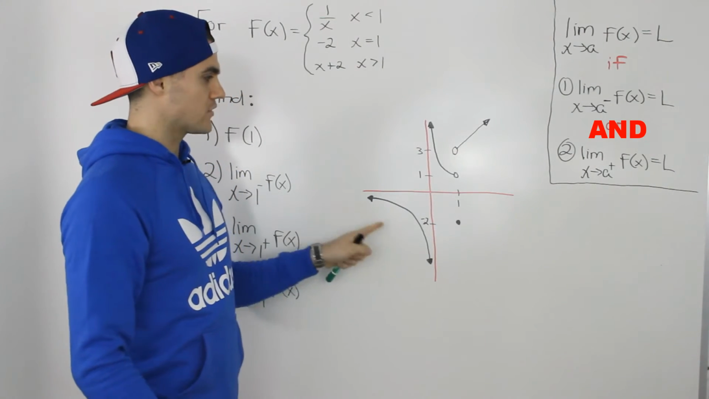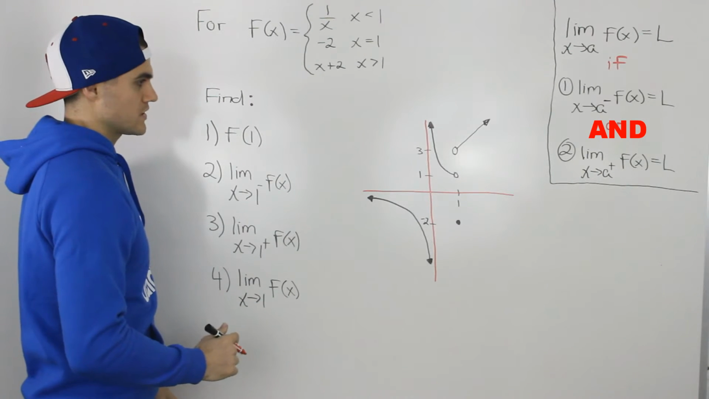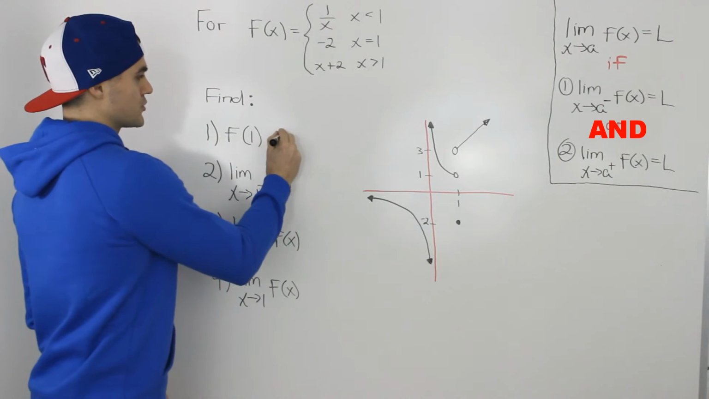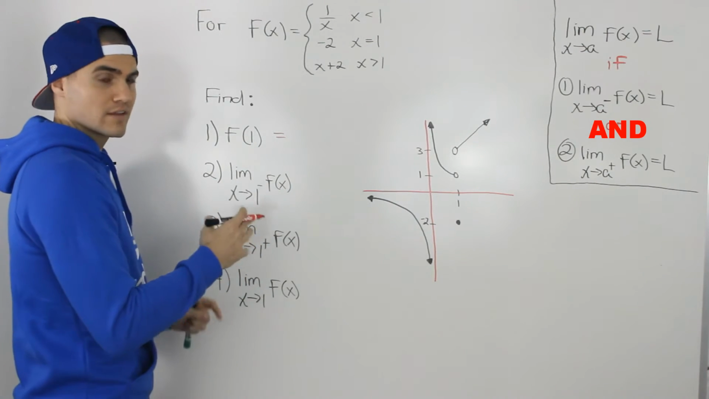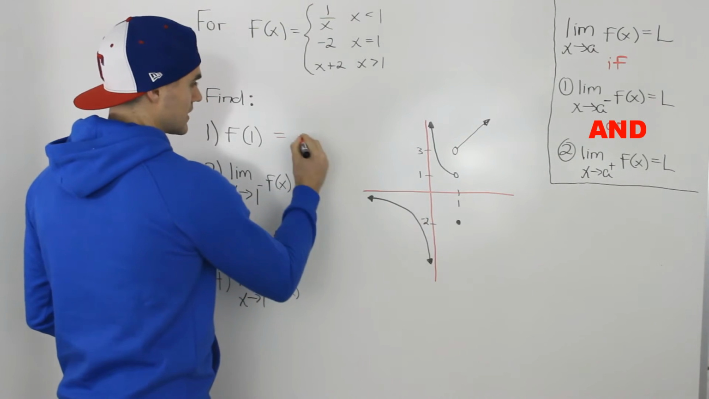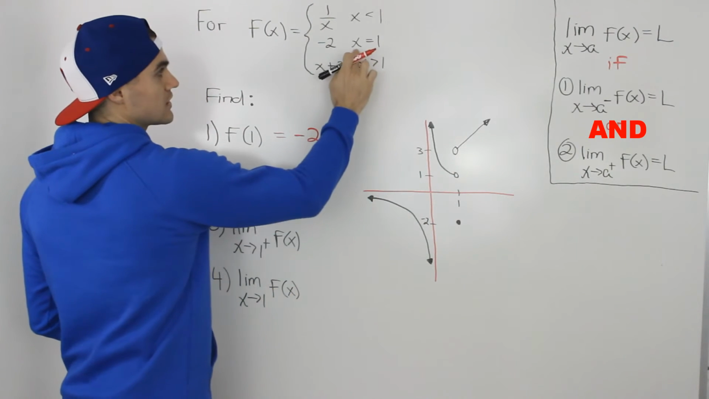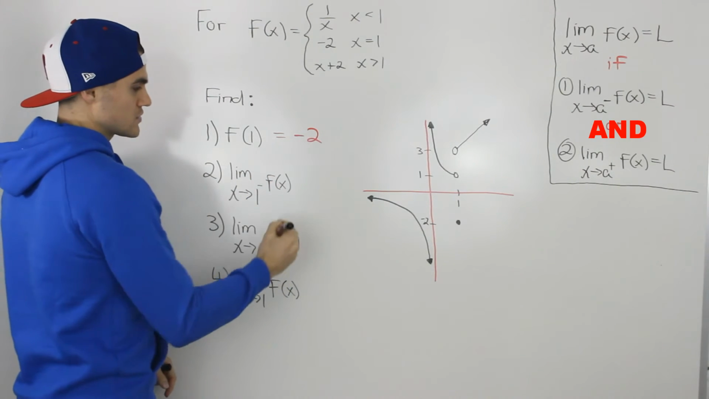And now that we have the graph, we can solve these four different things pretty easily. So let's do the first one, f of 1. Well, f of 1 is the y value that the function is actually defined at, and f of 1 is equal to -2. That's where the function is defined at an x value of 1. So f of 1 is equal to -2.